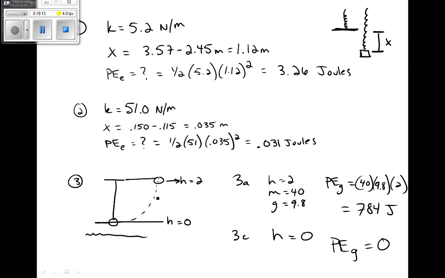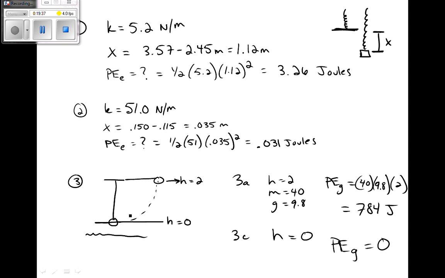All right, number 3, they say the swing goes all the way horizontal. So when she's all the way up there, the height is 2. 2 times her mass times G, which is 9.8, so we end up with 784 joules. 3C, the height is 0 because she's at the lowest point. So she has no gravitational potential if that's our relative point.